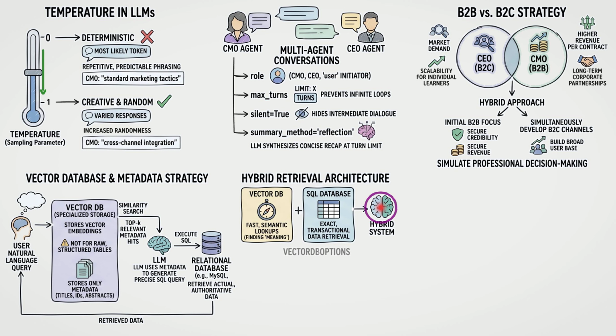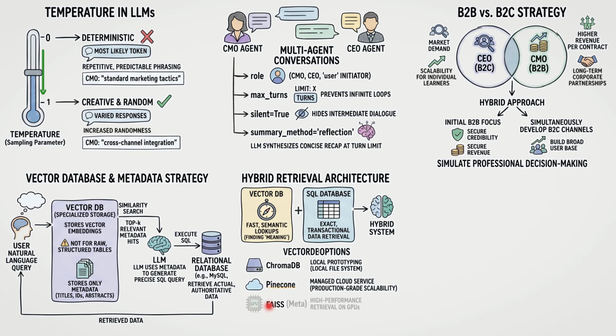For the vector side, you have options. ChromaDB is great for local prototyping on your own machine. Pinecone is a managed cloud service built for high scalability. And FAISS from Meta is optimized for high-performance retrieval using GPUs.